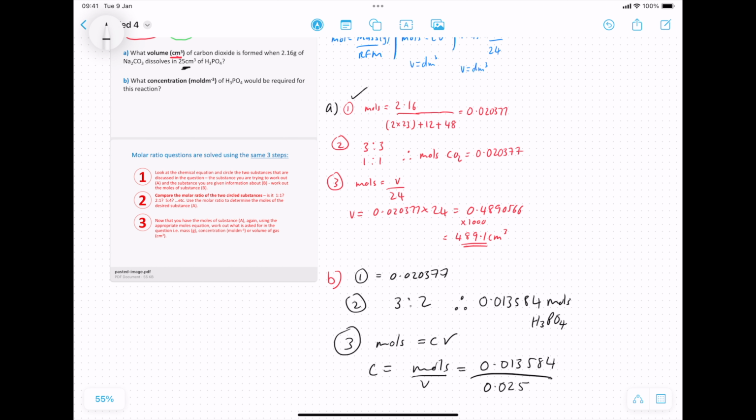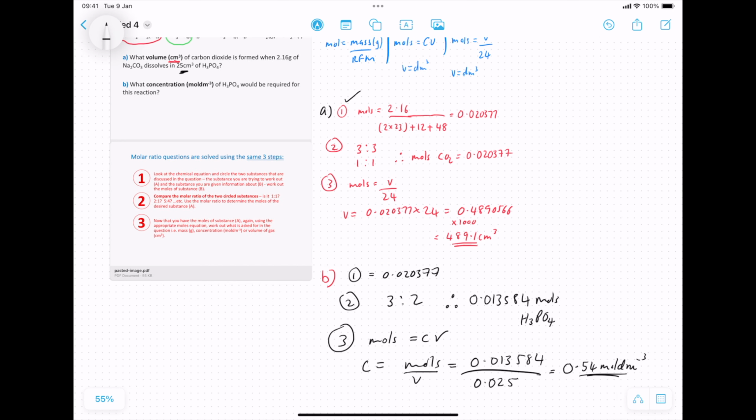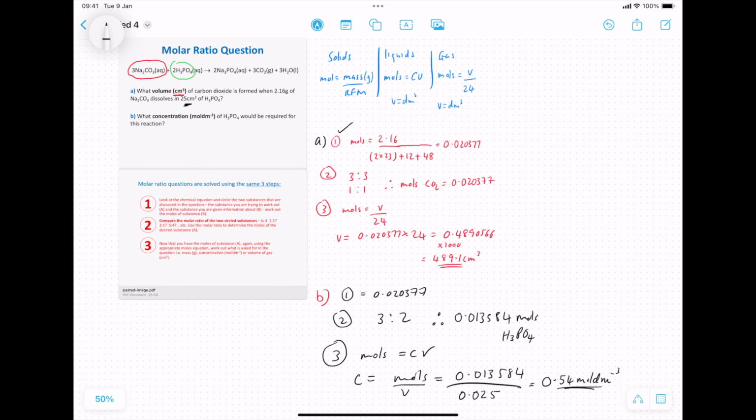So dividing them through gives us a final answer of, to two decimal places, 0.54 moles per dm cubed. So there is an example of a question that has used all three formulas for working out the moles. Moles for solids, moles for liquids, and moles for gases.